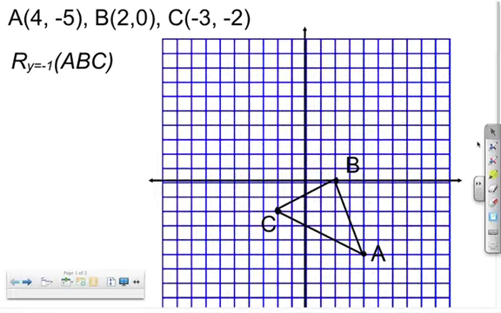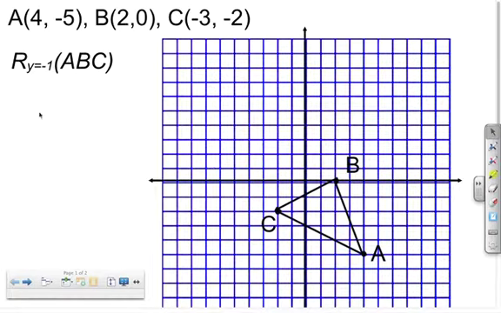So, I have this triangle ABC, and some of you are still struggling with looking at this notation and knowing what it's asking you to do. This R, this capital R, remember, is telling you to do a reflection. It's telling you to do a reflection over the line y equals -1 of triangle ABC. Well, here's triangle ABC. The line y equals -1, however, is not drawn in our diagram yet.